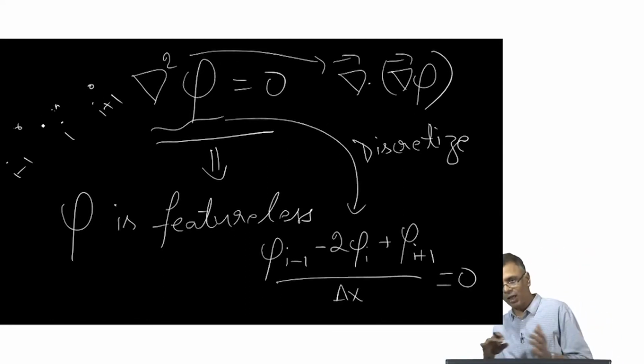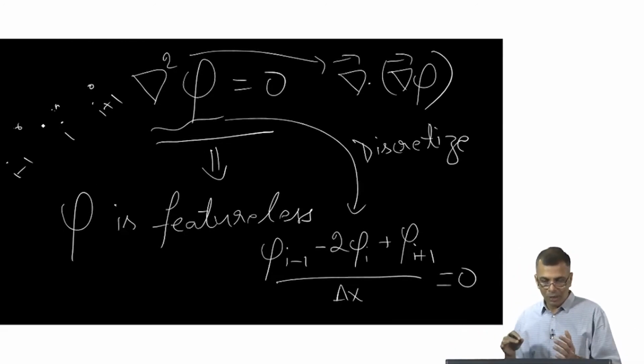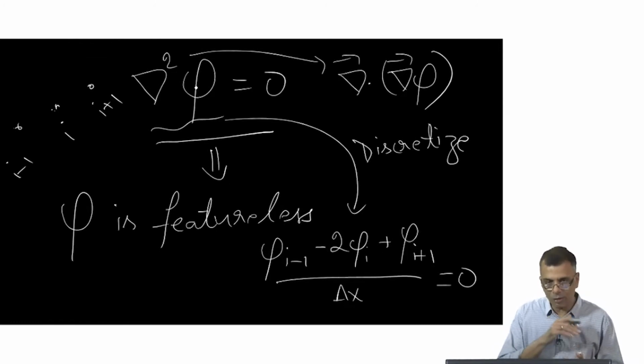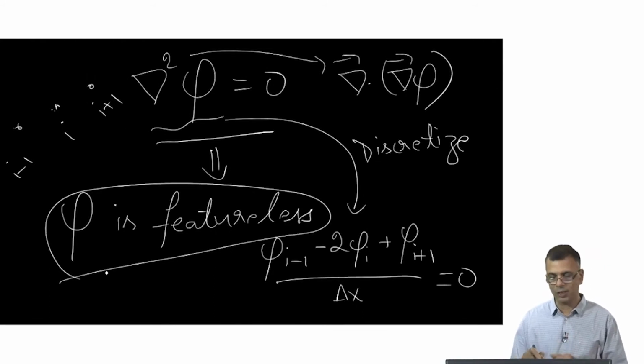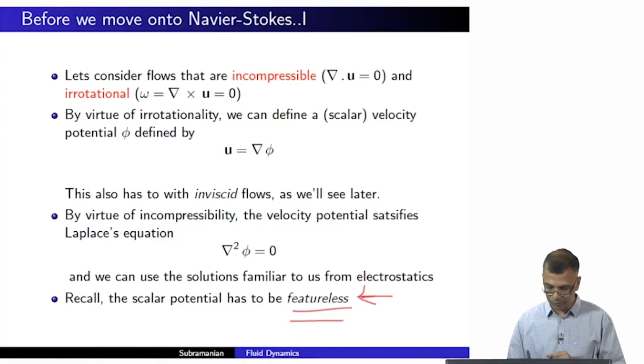And you keep doing this. In doing so, you ensure that the solution to this equation is featureless. This is one way of understanding this, and there are other ways also. I figured I would point this out before moving forward because this is such an important point.